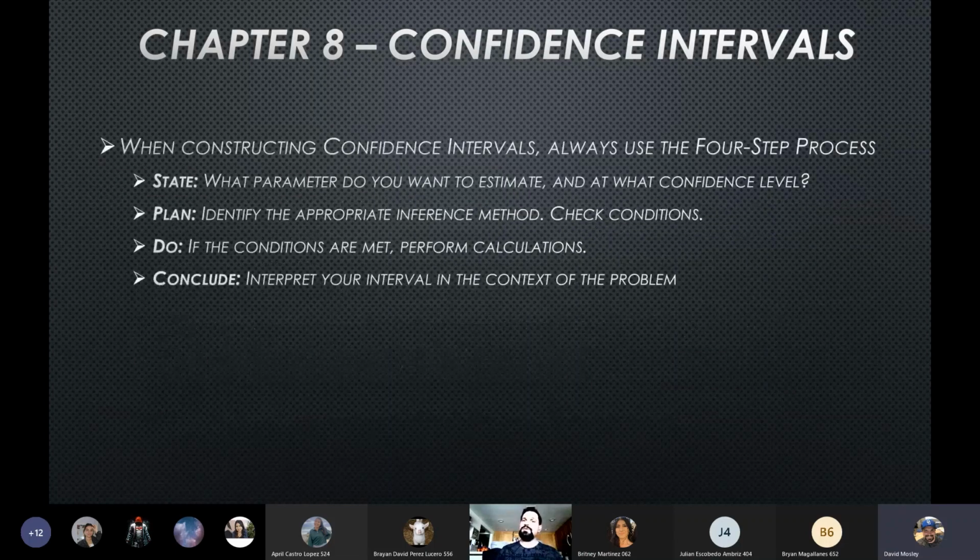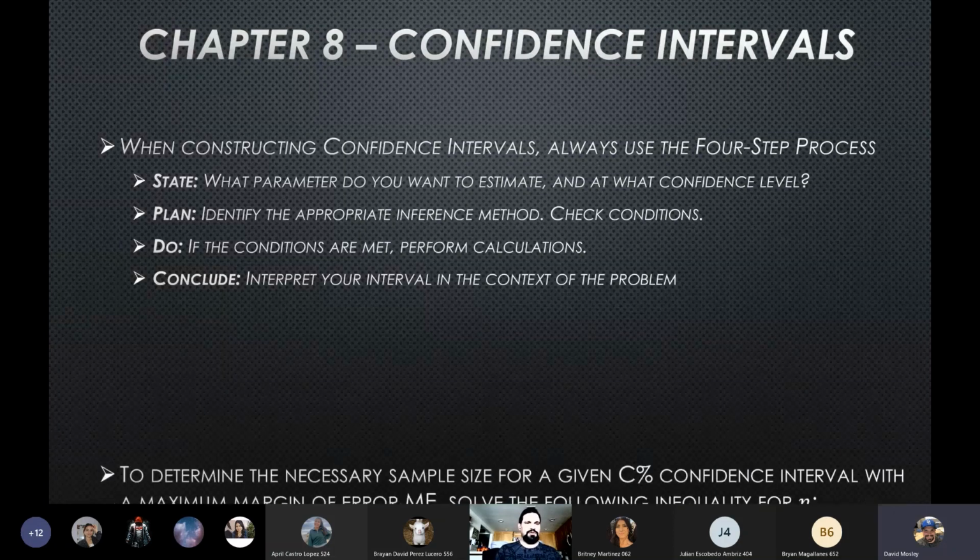When constructing confidence intervals, always use the four-step process: state, plan, do, and conclude. All right. Same thing goes for when doing significance tests: state, plan, do, conclude.